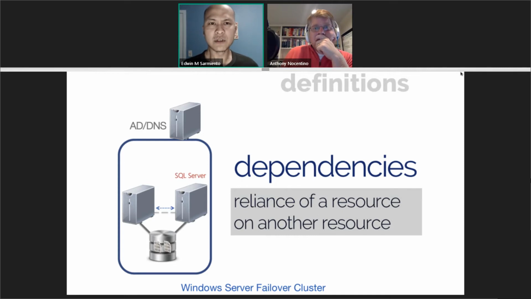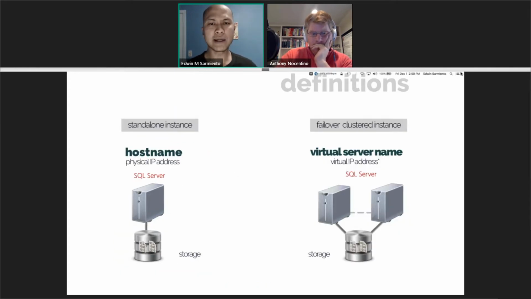I mentioned the term dependency. This is when one service, or let me use the term that's appropriate for failover clusters, when one resource depends on another resource. And like I said, I'd like to use the analogy and compare a standalone instance versus a failover clustered instance, where you have, for instance, a SQL Server agent.